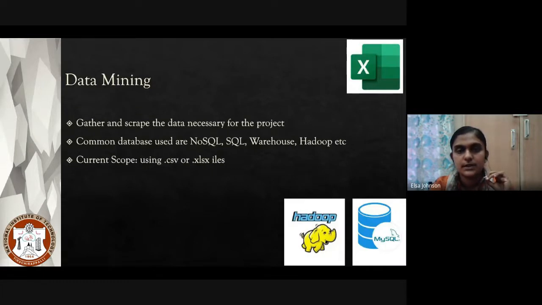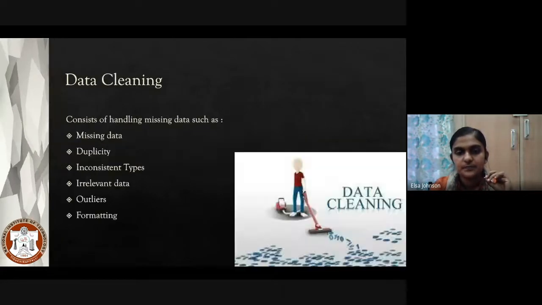Next one is data mining. Mining means gathering and scraping the data necessary for the project. So some common databases are NoSQL, SQL, Warehouse, Hadoop. So in our lecture series, we'll be taking data from files having .csv or Excel extension, that means an Excel file. So we'll be using these files only.